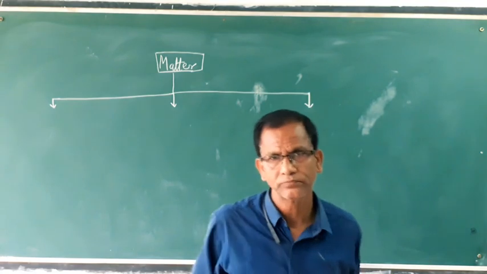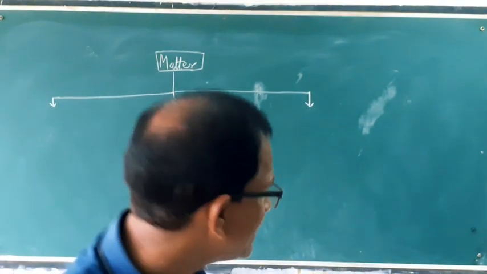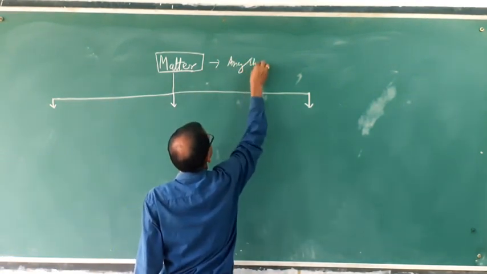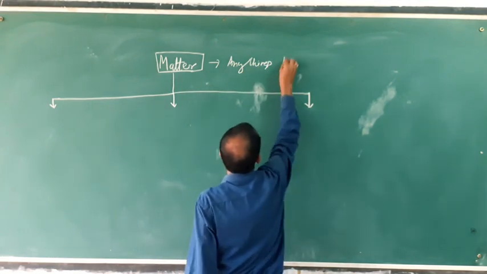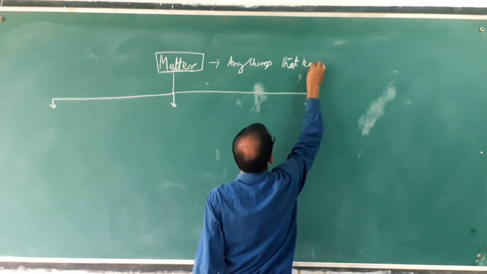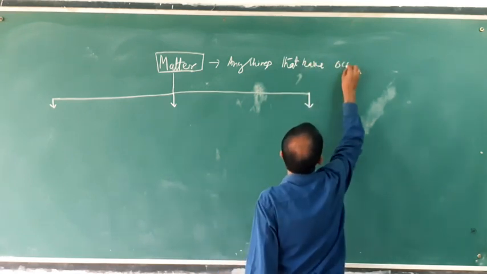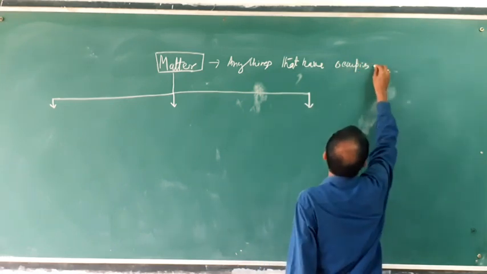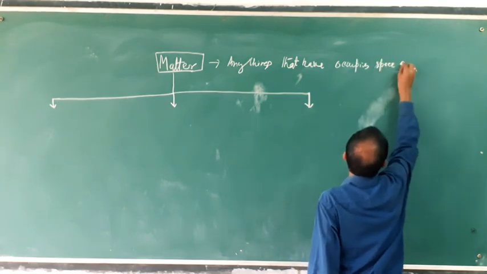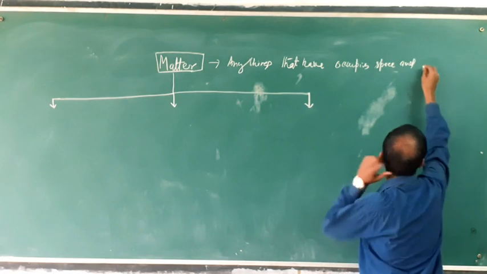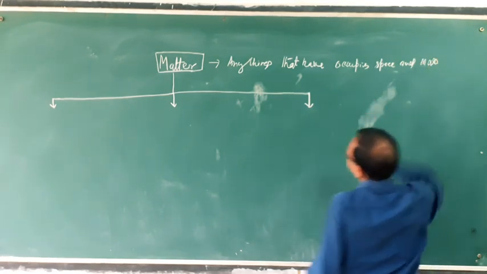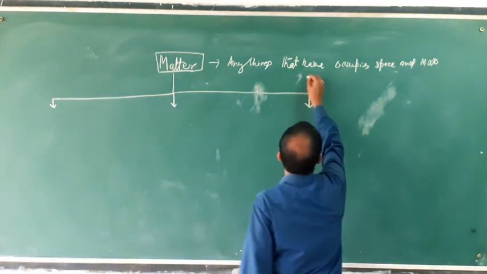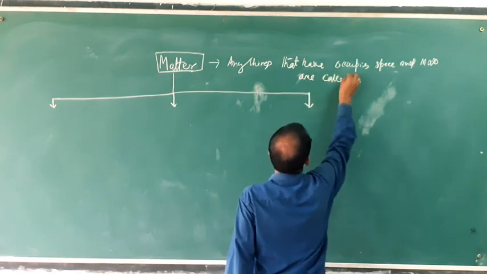So what is matter? Matter is anything that occupies space and has mass. Anything that occupies space and has mass is called matter.